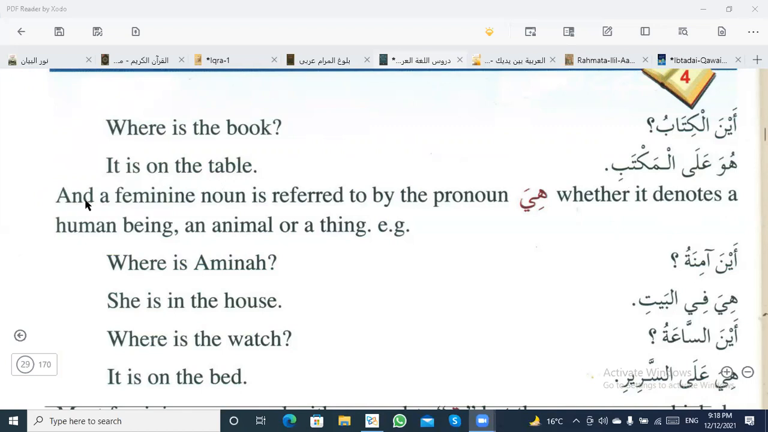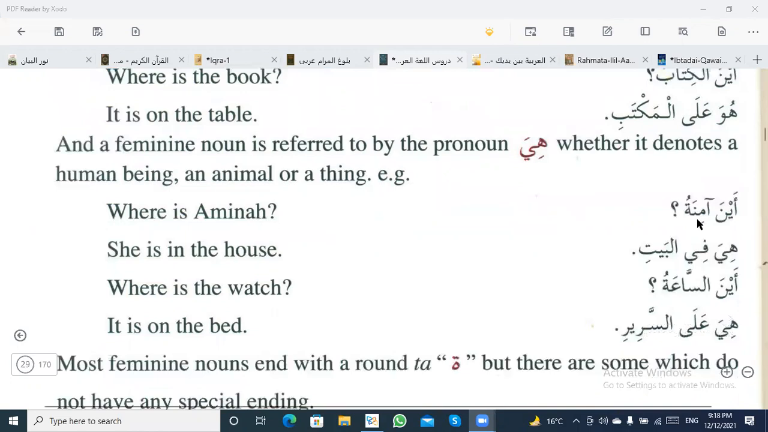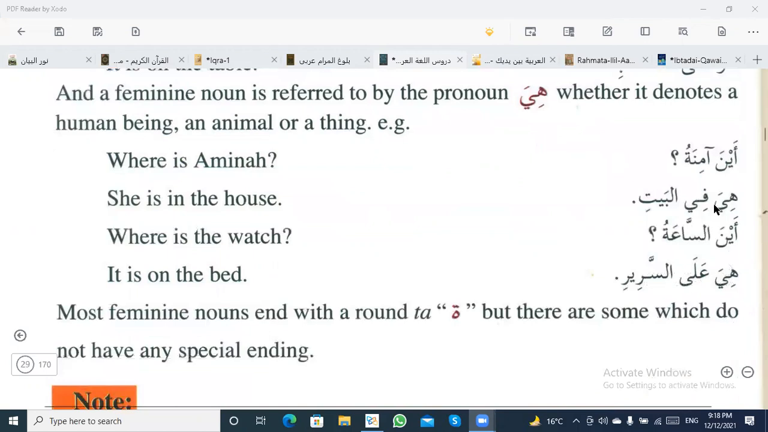Okay. And the feminine noun is referred to by the pronoun hiya, whether it denotes a human being, an animal, or a thing. Example: Aina Amina? Where is Amina? Hiya fil bayti. She's in the house.